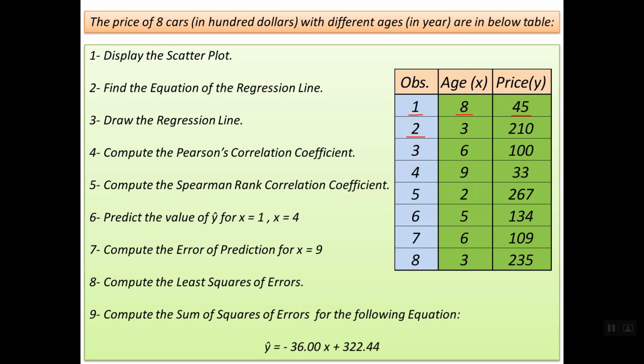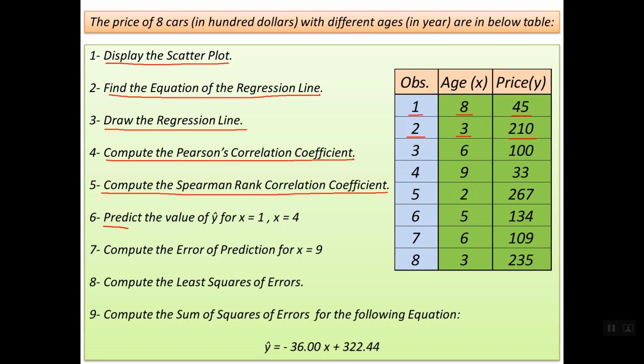For the second car, its age is less, it is 3 years, so the price is higher than the first one, it is 210 times $100, and so on. So what is needed for this question? First is to display the scatter plot. Second, to find the equation of the regression line. Third is to draw the regression line. Then to compute the Pearson's correlation coefficient. Then to compute the Spearman rank correlation coefficient. And this will be discussed in detail.